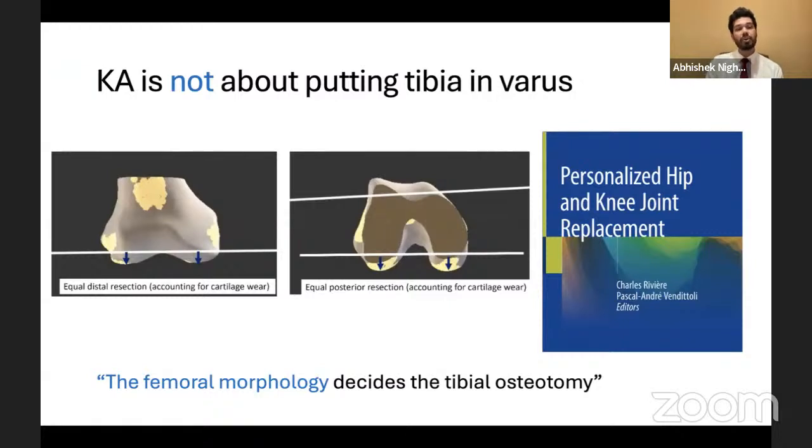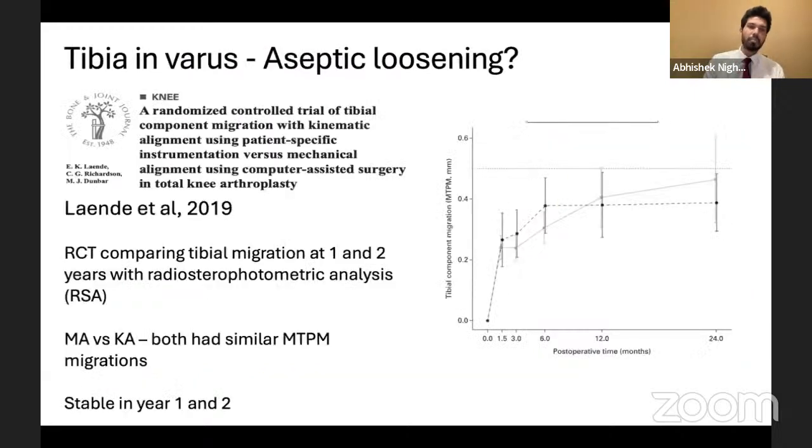Equal resection is what is done in the distal femoral cut, accounting for the cartilage wear as well, and equal posterior resection accounting for the cartilage wear. But tibia in varus is often associated with aseptic loosening. Is that true? Lende et al. in 2019 proved with an RCT comparing mechanical and kinematic alignment with radiostereophotogrammetric analysis that the migration of the total prosthesis position was the same in years 1 and 2 for both mechanical and kinematic alignment patients.